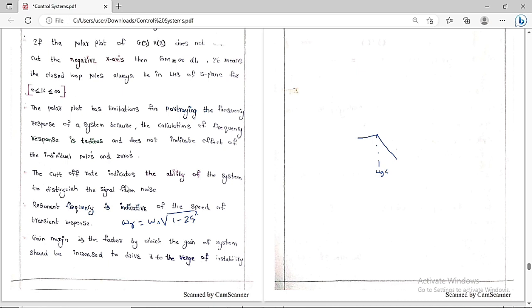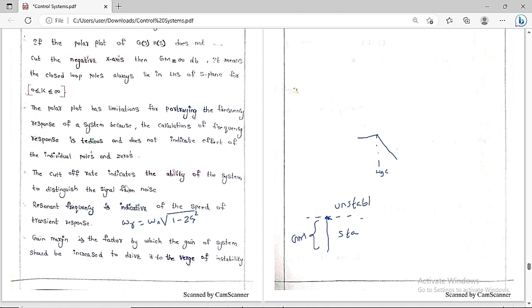So gain margin is the factor by which the gain of the system should be increased to drive it to the verge of instability. What is the meaning of gain margin? Suppose you have a positive gain margin, then we need to increase the gain of the system by this much factor in order to make the system unstable. So we can say this is the stable region and this is the unstable region.